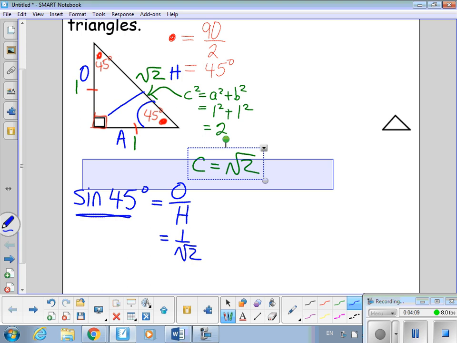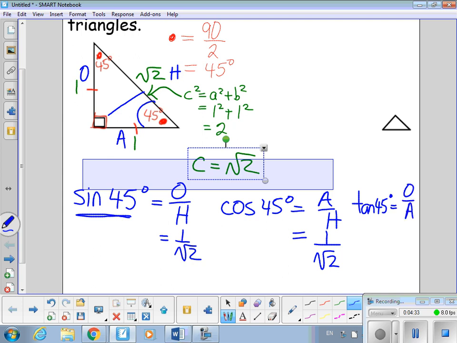It's a rounded value. The same thing can be said about the cos of 45. It's adjacent over hypotenuse. Again, if I look at the triangle, I know that the adjacent is also 1 over the square root 2. And finally, the tan of 45 is going to be opposite over adjacent, which is 1 over 1, which equals the number 1. So for an isosceles right angle triangle, I can get exact values for sine, cos, and tan.